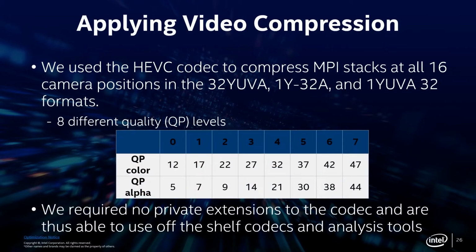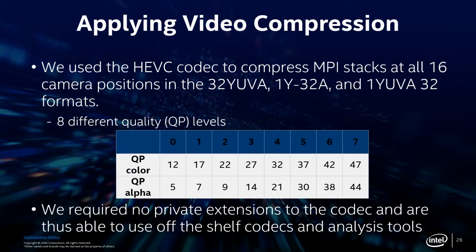So what we're going to do now is apply video compression to these texture pairs we have just described. We used the HEVC codec to compress these MPI stacks at all 16 camera positions in the three flavors we've talked about: 32 YUVA, the 1Y 32 alpha, and the 1YUVA. And we coded these at 8 different QP pairs, with a different QP for color versus alpha. If you're not familiar with video compression, the QP basically correlates to a quality level.